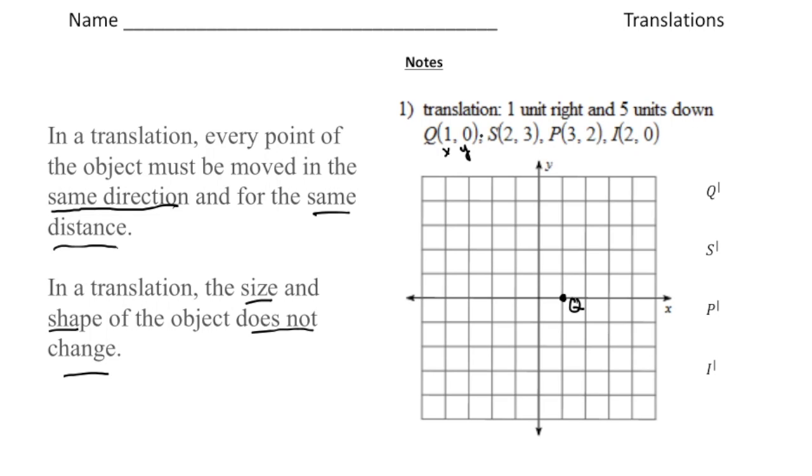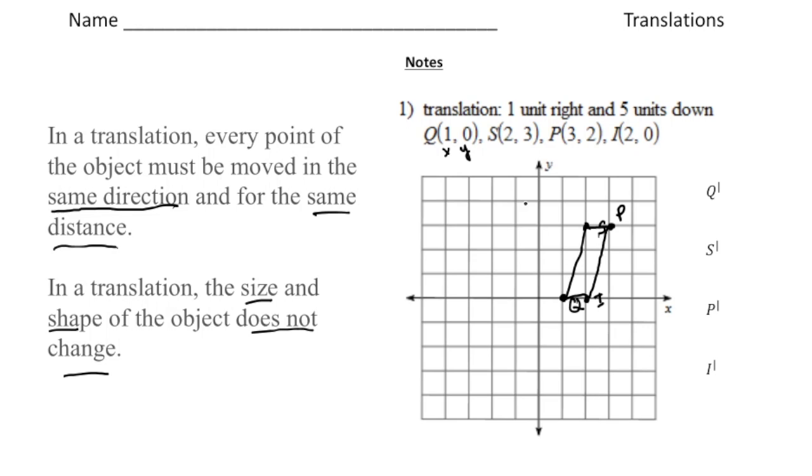Point S is (2, 3), so we're going right 2 and then up 3. That's point S. Point P is (3, 2), so we're going over 3 and up 2. That's going to be point P. And last we have point I, which is (2, 0). So we're going over 2 and 0. That's going to be point I. Let's connect these points. It looks like a parallelogram.